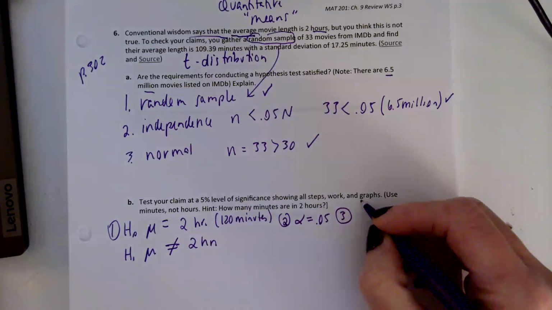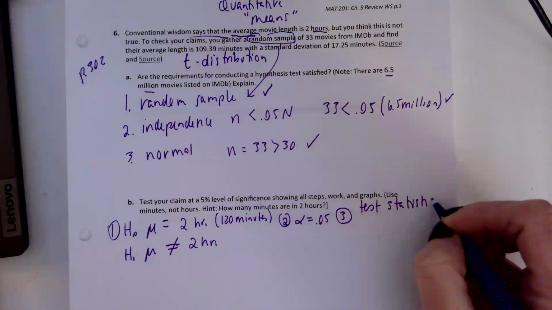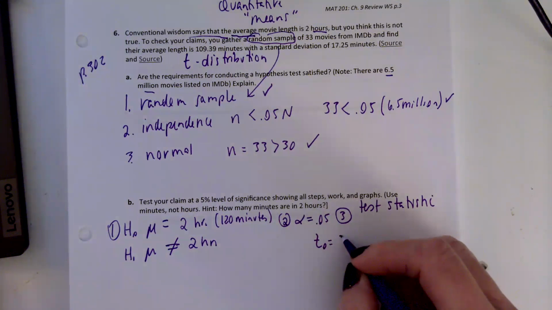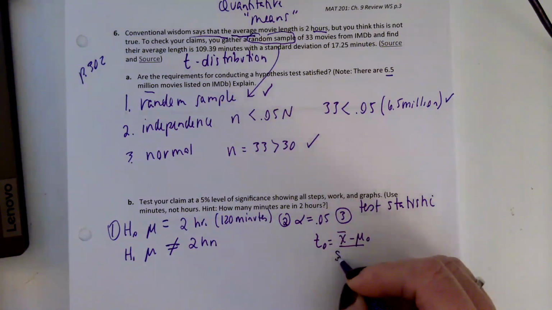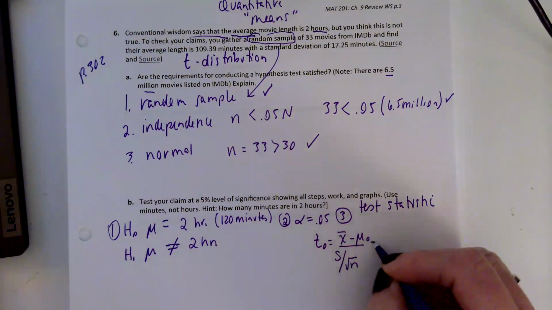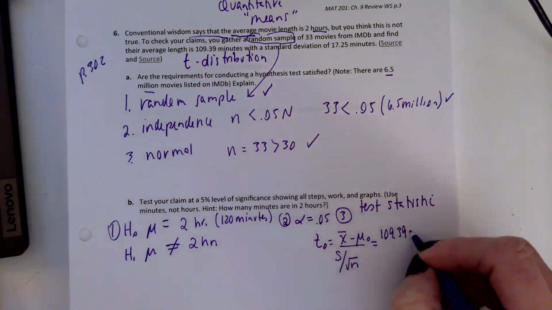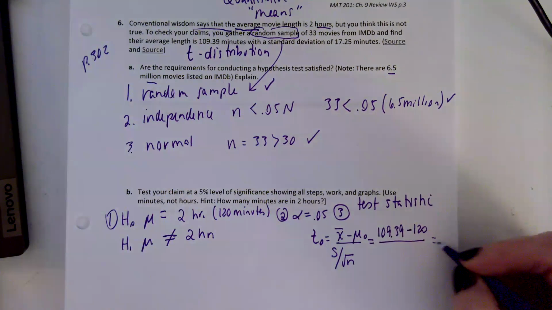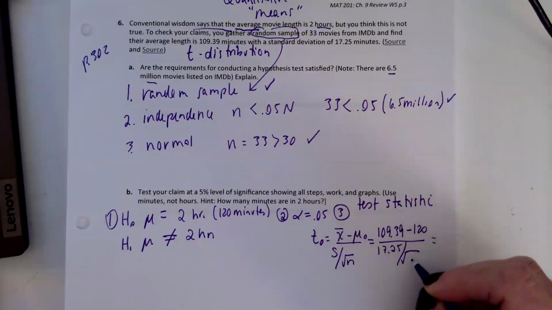And then our test statistic is a T0, and that's equal to our sample mean minus the population mean μ0 divided by the sample standard deviation divided by the square root of n. So we have 109.39 minus 120. Remember, it's now in minutes. All over 17.25 divided by the square root of 33.